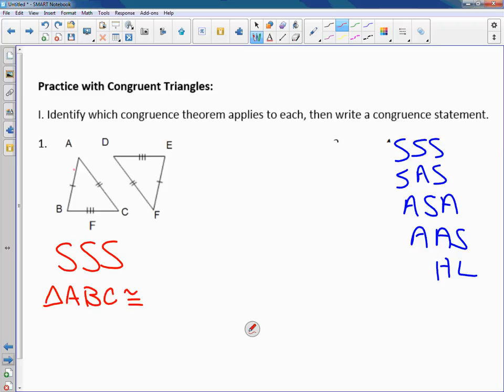Now I have to make sure I follow the same pattern for the next triangle. A is in between the 1 and the 2 mark. So the angle that's in between the 1 mark and the 2 mark is F. So I went A, B, C. A to B, I went through the 1 mark. So I need to do F, E, D. And there's your answer.